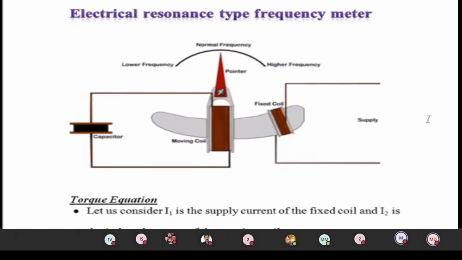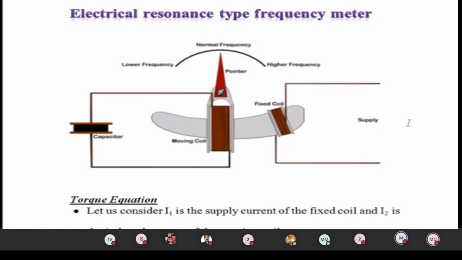Here also we have to keep the basic concept in mind. I will just repeat: whenever a current passes through a coil, a magnetic flux will be produced, and that flux has the capability to establish around the magnetic core. These words are important in this topic. Okay, we can move to the working of the electrical resonance type frequency meter.